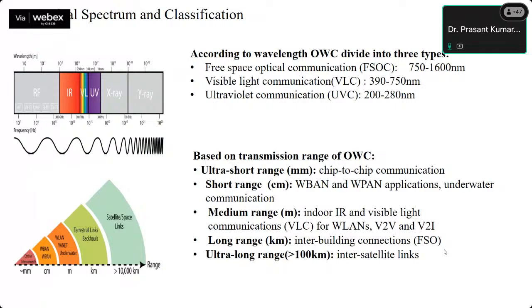Similarly, when you talk about the reachability or the range, we can define OWC into five categories. That is ultra short range, or millimeter communications, which is being used in chip to chip communications. Then we have short range communication, which is being used in wireless body area networks and wireless personal area network applications. It also has application in underwater communications. Similarly, we also have medium range communications, which is used in indoor IR and visible based communication systems, where we use the VLC or the IR signals.